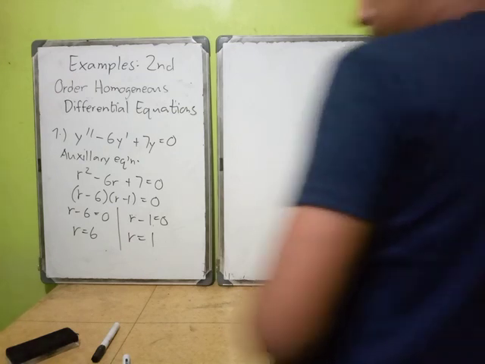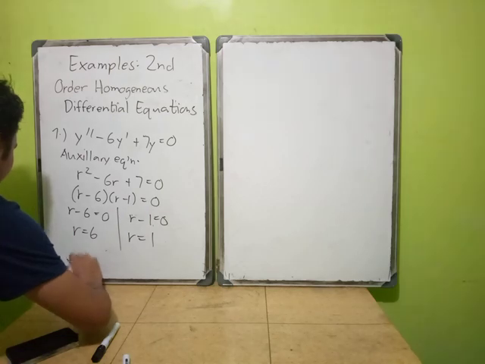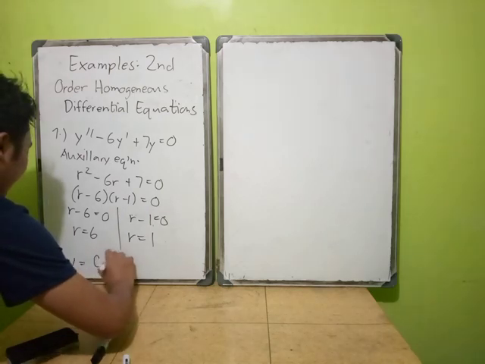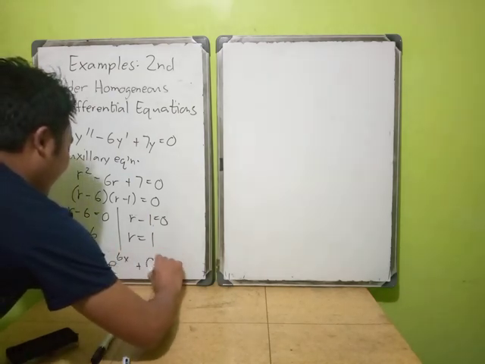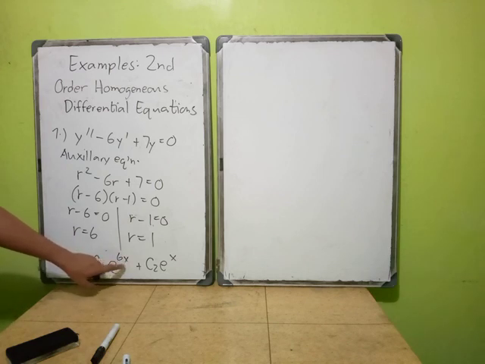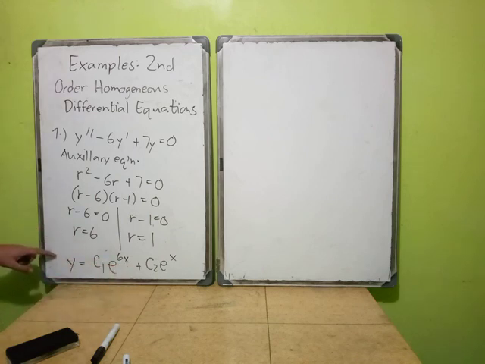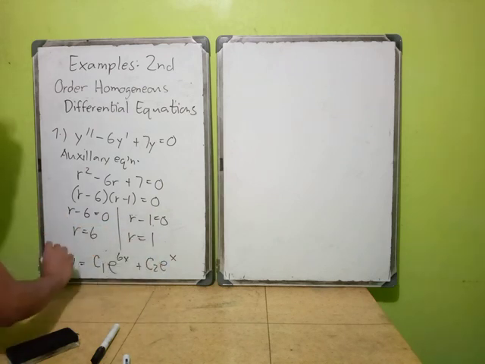So the solution to this problem is y equals c sub 1 e to the 6x plus c2 e to the x. This is actually case 1. Case 1 says that it has two real roots, r1 and r2, giving c1 e to the r1x and c2 e to the r2x. Since it is only 1x, it is just x. So this will be your answer.